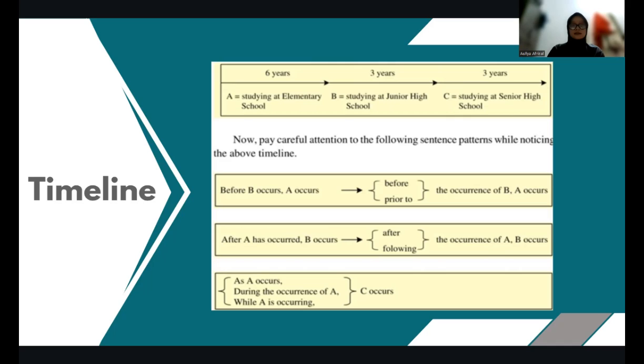You got it? Okay, I will give one example again. The nurse applies soap to her hands. She washes them. So we use after. So, after the nurse has applied soap to her hands, she washes them. Okay, you got it?